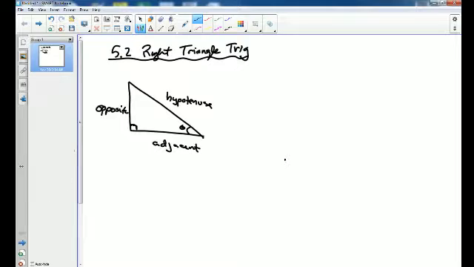So change the angle, call it alpha, that will mean that this is opposite, and this is adjacent, because that's alpha and the right angle. So, be aware of that.